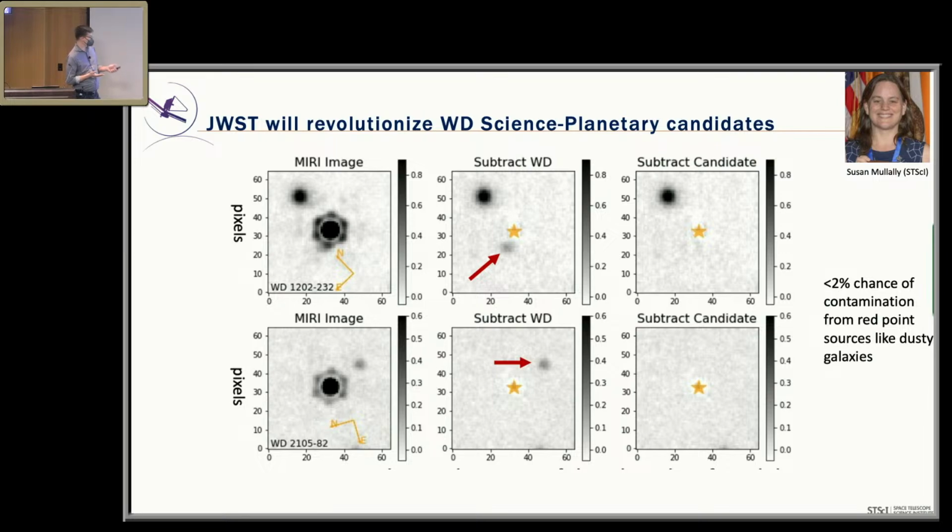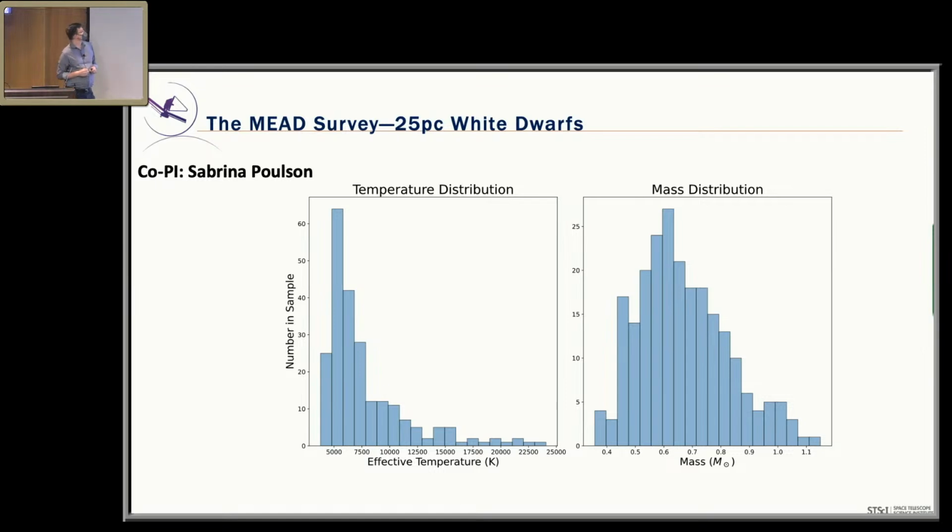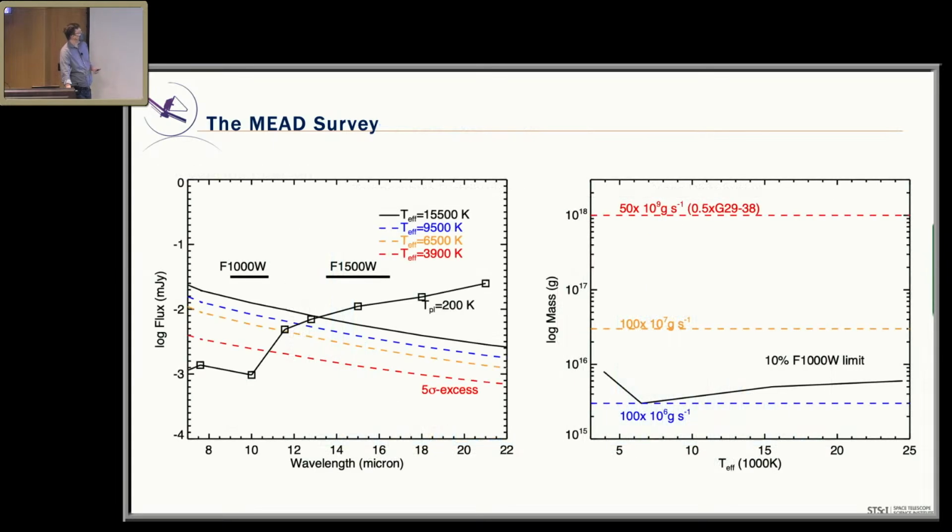We need to follow this up with common proper motion to be sure. And Susan's poster talks more about it. Okay, in the last minute or 2, I can talk about the survey that will happen any day now, as soon as there are gaps in the long-range plan. The 25 parsec white dwarf sample spans a wide range of temperature and mass, and it's about 220 single white dwarfs that we're going to look at. And then we're just going to have really great sensitivity, just as I showed in the earlier plots, both to planetary companions and to dust.